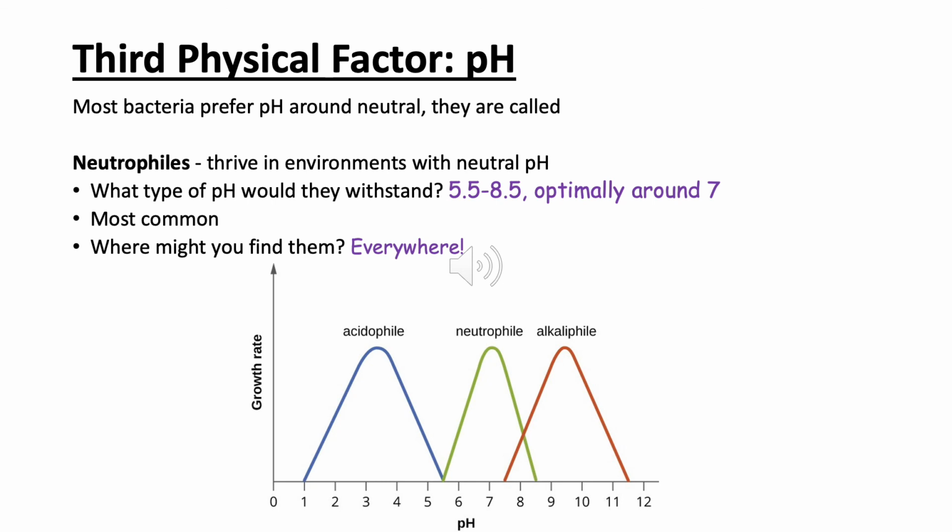And finally, let's move on to the third physical factor, which is pH. Most bacteria prefer a pH around 7, or around neutral, and they are called neutrophiles. So neutrophiles are bacteria that thrive in environments with a neutral pH. That's most bacteria. The range that they can withstand is between a pH of 5.5 to 8.5. But optimally, they grow around a pH of 7, which is neutral. And that's the most common type of bacteria, and you can really find them everywhere.